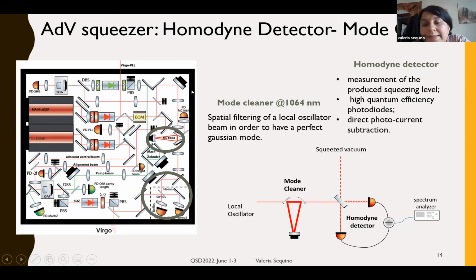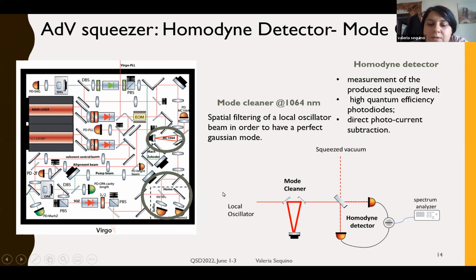In order to detect the level of squeezing produced, a homodyne detector is used, that is essentially composed of a beam splitter and 2 identical high quantum efficiency photodiodes whose photocurrents are subtracted. If we don't have the squeezed vacuum, we can measure the quantum noise, the shot noise of a laser.